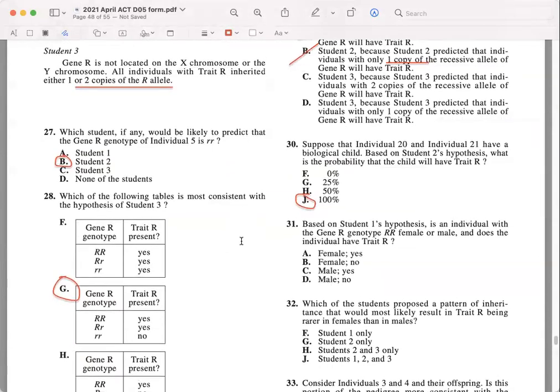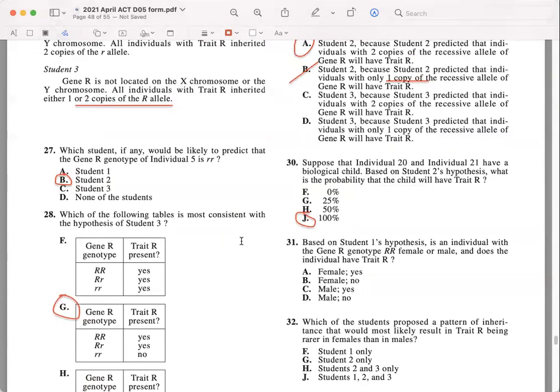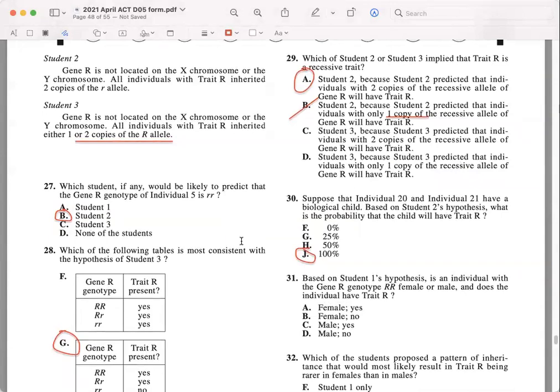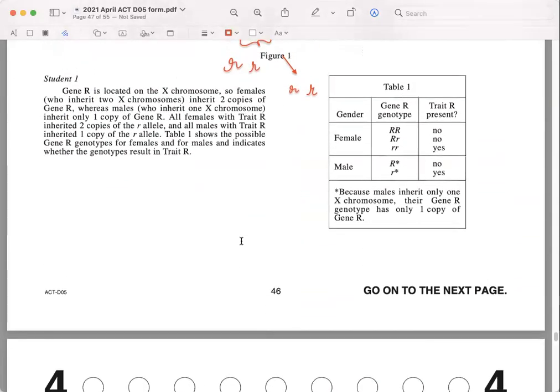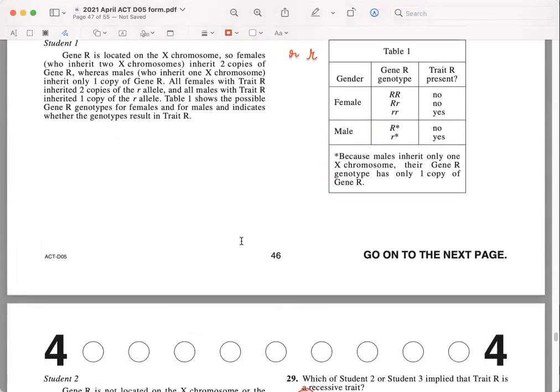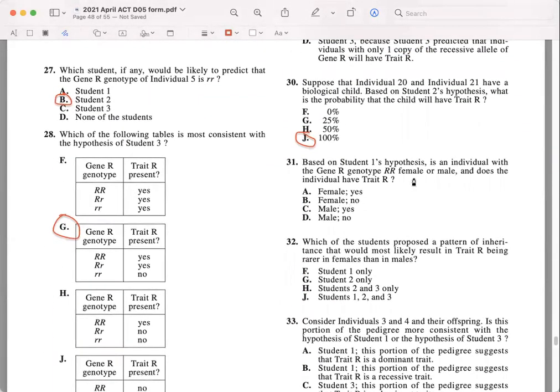Based on student one's hypothesis, is an individual with the gene capital R genotype RR female or male, and does the individual have trait R? Capital R, capital R. Okay, so capital R is female and does not have the trait R, right? So female and no. So it's B. That's according to student one.